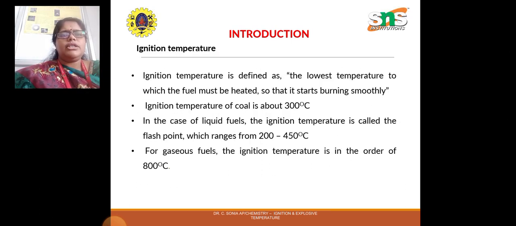Now let's see what an ignition temperature is in the science context. Ignition temperature is defined as the lowest temperature to which the fuel must be heated so that it starts burning smoothly. The ignition temperature of coal is about 300 degrees centigrade. In the case of liquid fuels, the ignition temperature is called the flash point, which ranges from 200 to 450 degrees centigrade. For gaseous fuels, the ignition temperature is in the order of 800 degrees centigrade.